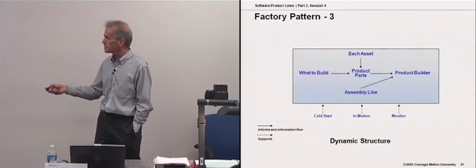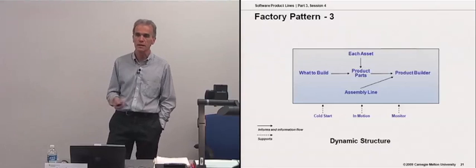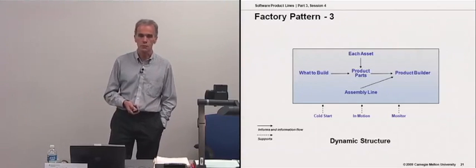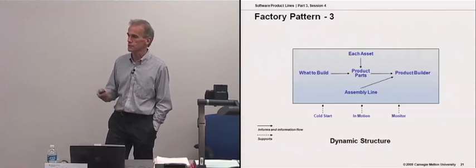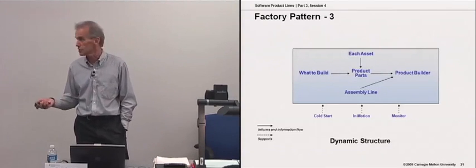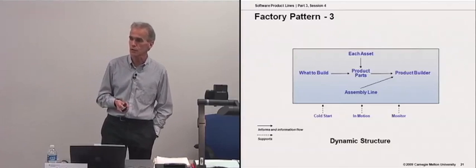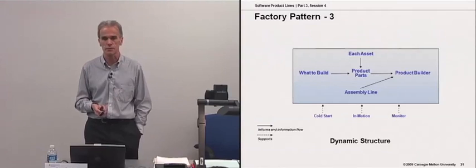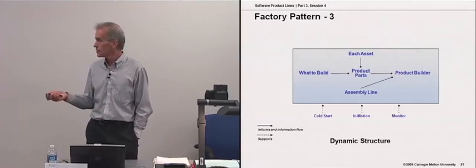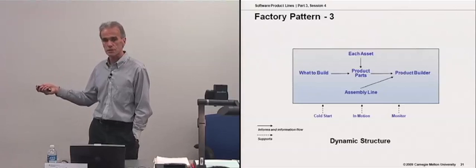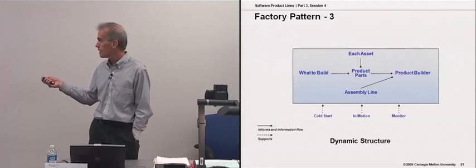You also have the assembly line pattern supporting the building of products by providing the tool set, the process discipline, the organizational planning and risk management. And finally, over here, you are creating products using the assets from the core asset base. So again, a very high-level representation of a product line organization.